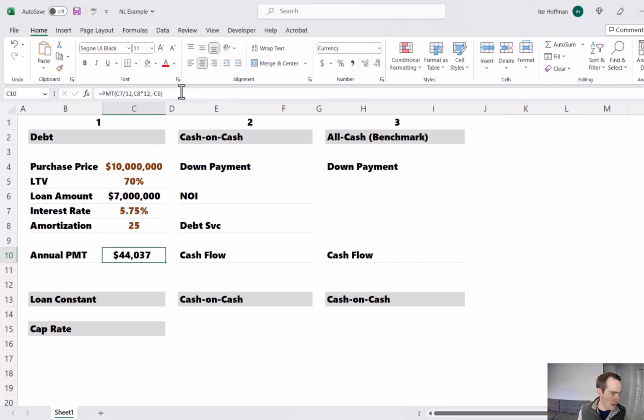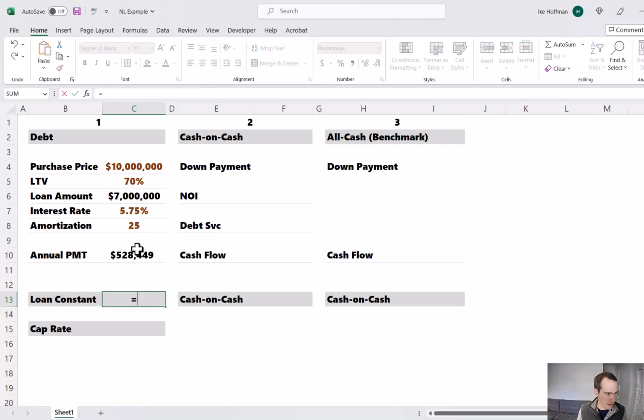And then we'll take the monthly payment and multiply it by 12, which is an annual debt service payment of $528,449. Now we can calculate our loan constant. Our loan constant is the total annual debt payment divided by the loan amount outstanding. So that's going to equal the $528,000 in principal and interest payments divided by the $7 million.